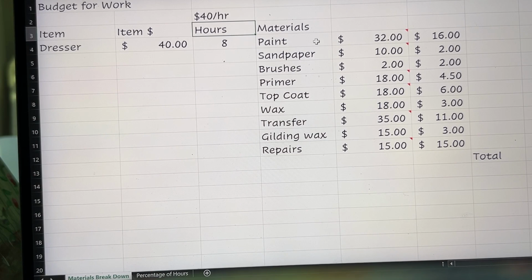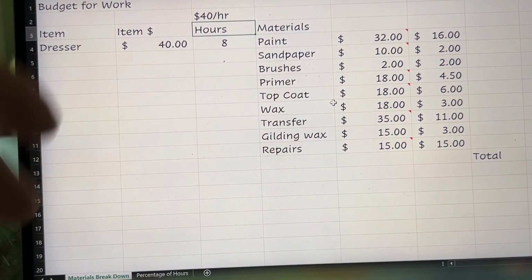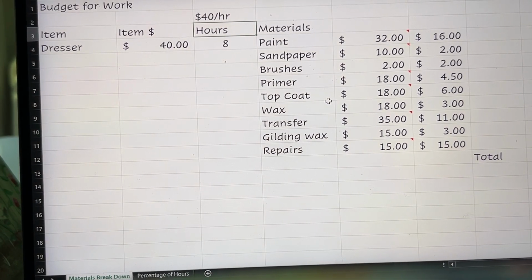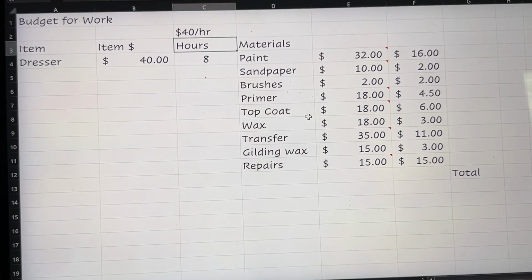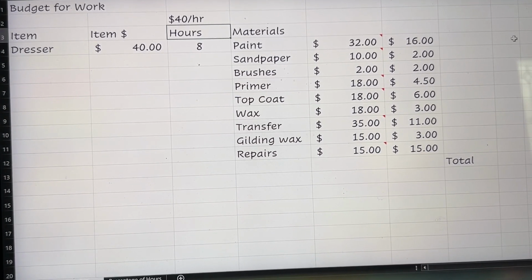My materials were paint, sandpaper, brushes, primer, top coat, wax, a transfer, some gilding wax, and some repairs. And I'm just throwing those out there as if, basically, that's what we hope for. Something that's not too complicated. And hopefully everything goes smoothly and nothing breaks in the meantime. And we don't have to go out and buy new tools.